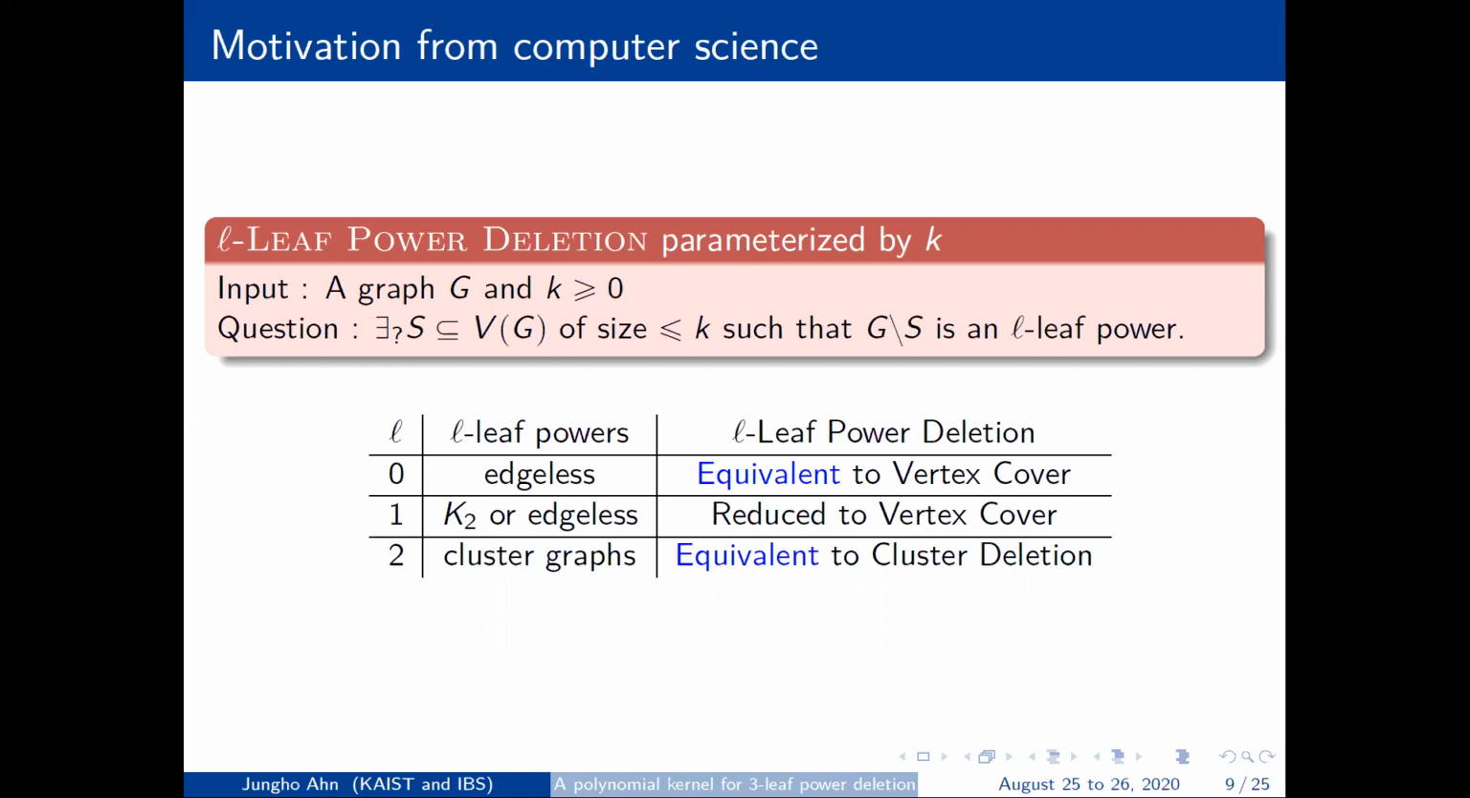So when ell is 0, zero-leaf powers are exactly edgeless graphs. So this means that zero-leaf power deletion is equivalent to vertex cover. And when ell is 1, a graph is a one-leaf power if and only if it is isomorphic to K2 or it has no edges. That is, one-leaf power deletion can be easily reduced to vertex cover. When ell is 2, two-leaf powers are exactly cluster graphs, that is, disjoint unions of cliques. So two-leaf power deletion is equivalent to the cluster vertex deletion problem. So one can regard the ell-leaf power deletion problem as a generalization of vertex cover and cluster vertex deletion.